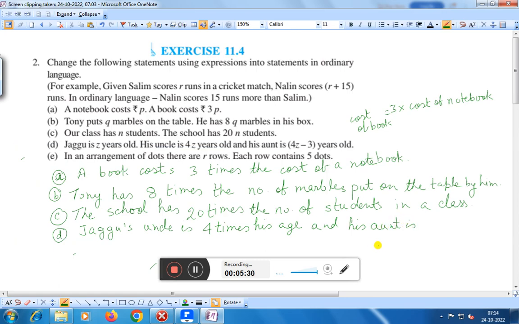And his aunt is 3 years less than the age of his uncle. Right? Now E. In an arrangement of dots, there are R rows.